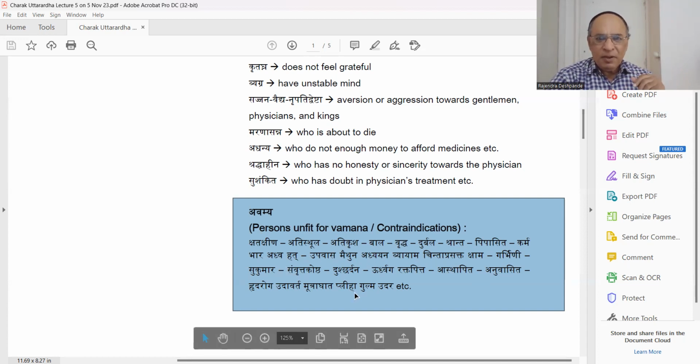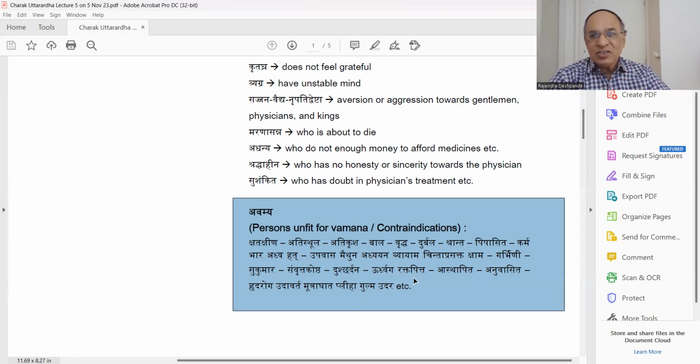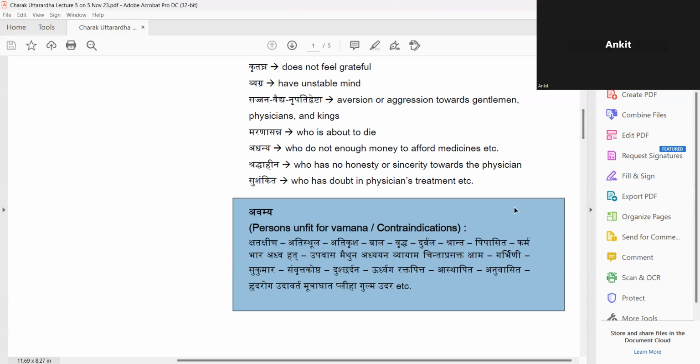Sukumara, very delicate people. Urdhva Rakta Pitta, bleeding disorders. For example, if the patient is having ulcers in the stomach, gastric ulcer, don't give the Vamana. If it is tuberculous cavity and hemoptysis, don't give. Epistaxis, bleeding from the nose, don't give. Rakta Pitta.